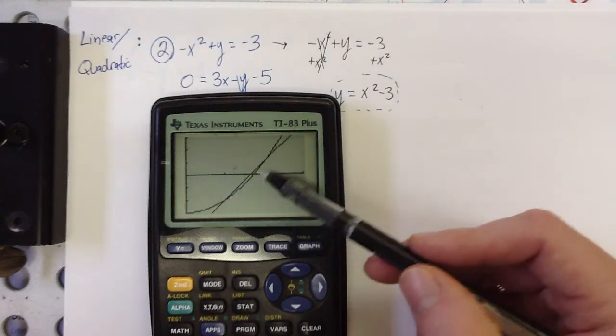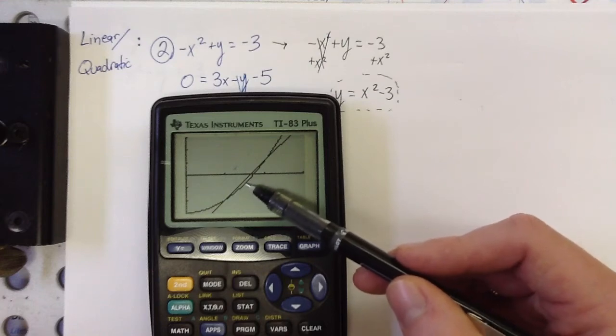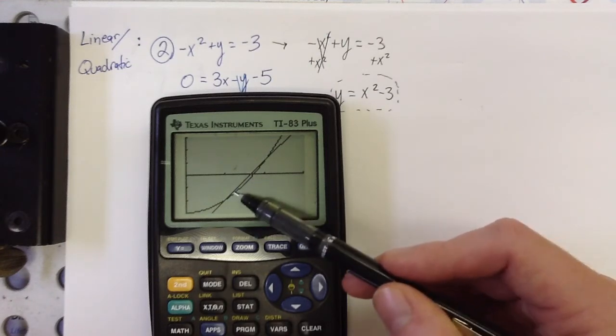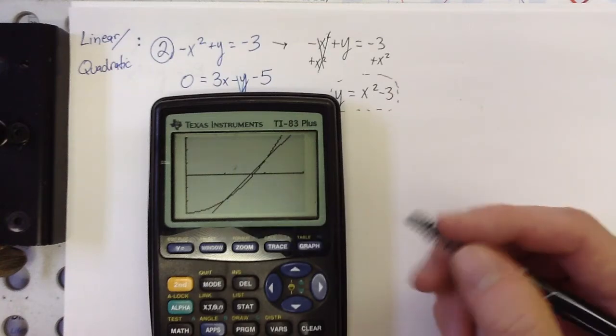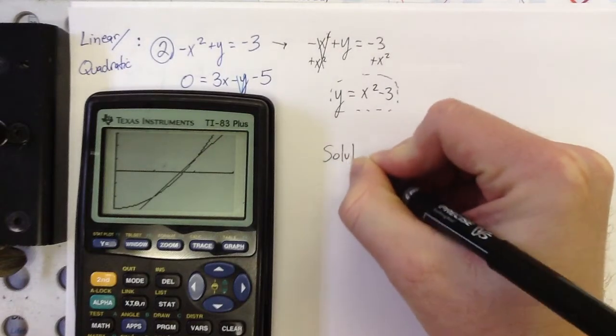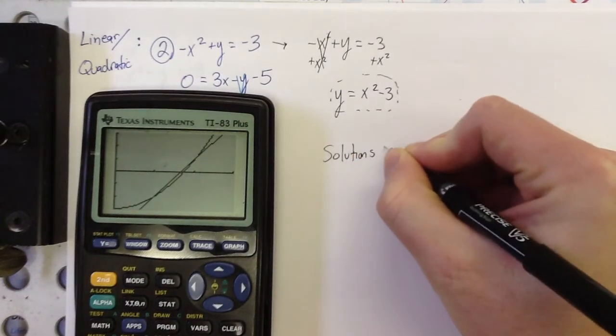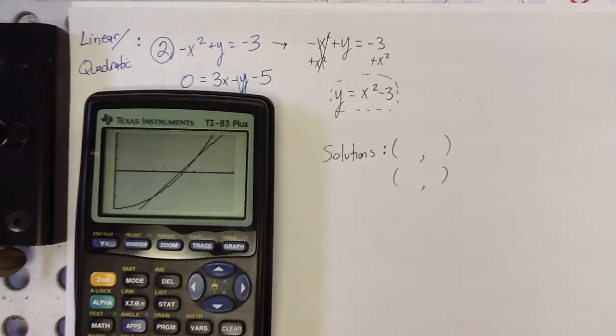And now that I've zoomed in, I can tell it's crossing twice. See that little gap right there? If you need to zoom in more, you can, but you can see a gap now. It's crossing twice. There's two solutions, all right? So on my paper, I'm going to put solutions, plural, because it's two. All right, and I'm going to get ready to write two ordered pairs.